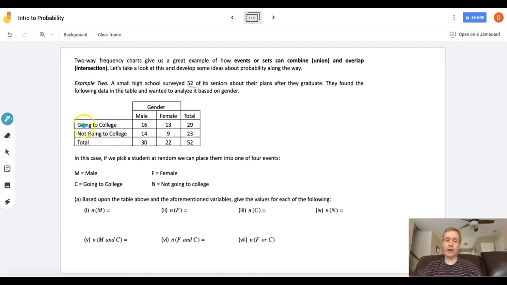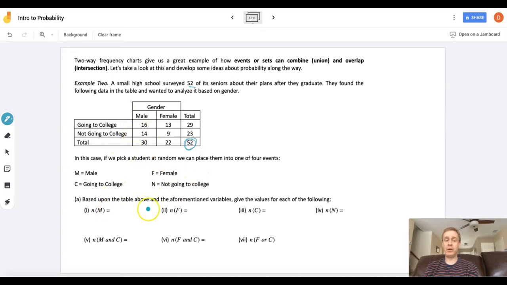So we see the number of students going to college are in this row. The number not going to college is in this row. And in this column here, we see the number of males and the number of females. And we see the totals of each of the rows and each of the columns. And notice that the whole kit and caboodle is the total number 52, which is the total number of seniors that we have. So abbreviation-wise for this problem, M is going to represent males, F will represent females, C is going to represent going to college, and N is going to represent not going to college.